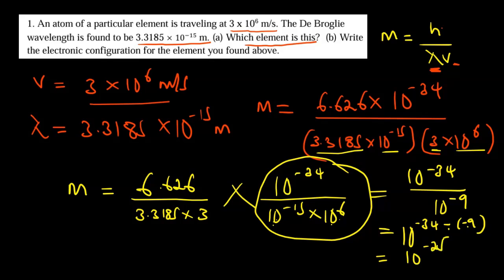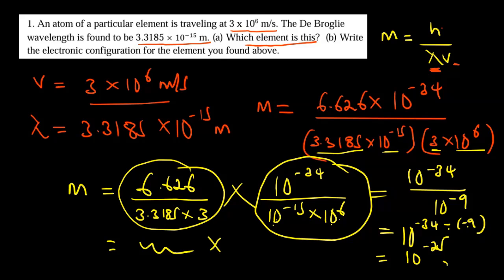So this part is just 10 to the power minus 25, and then you can punch the other part onto your calculator. Whatever you get here, you say times 10 to the power minus 25, and that will be your mass. So from there, let's punch in this number here, see what we get, and then combine it with 10 to the power minus 25.